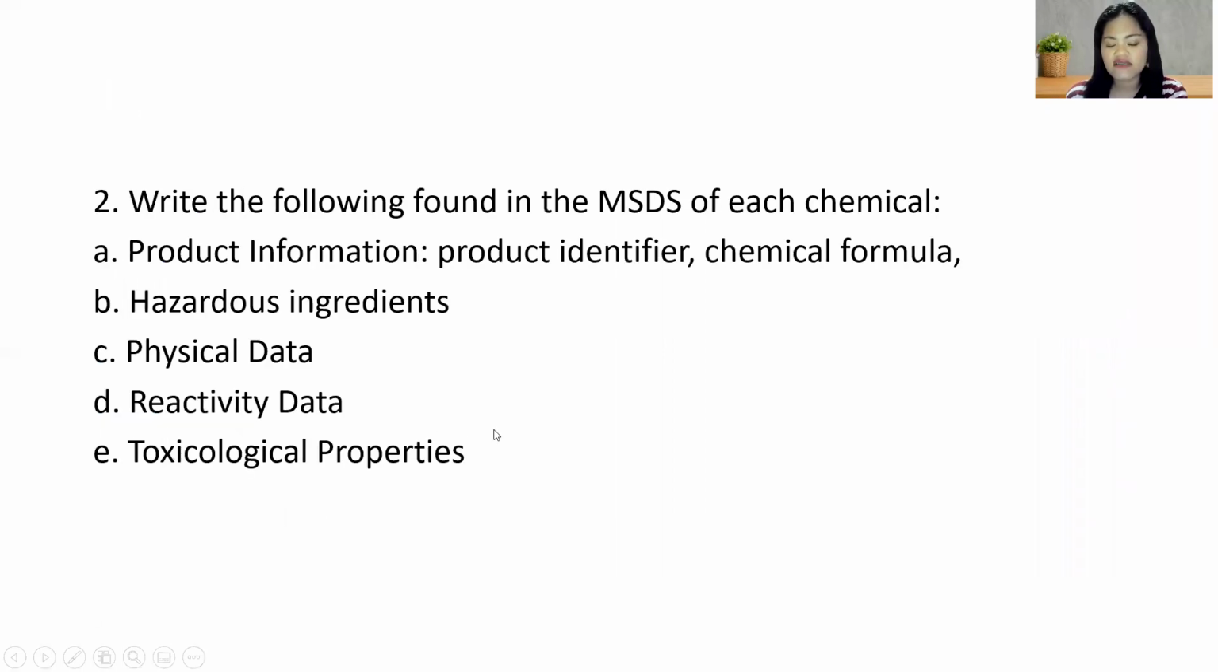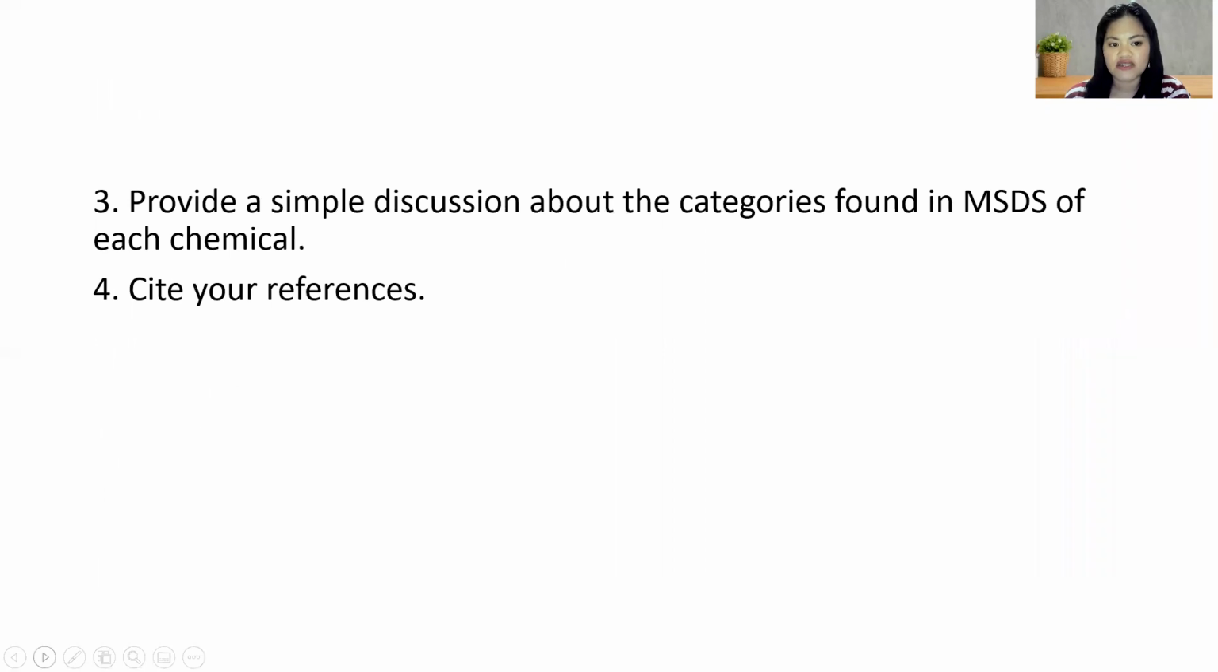And then you have to write the following found in the MSDS of each chemical, such as the product information, specifically the product identifier and the chemical formula. Second is the hazardous ingredients. Third is the physical data, the reactivity data, and the toxicological properties. So you have to provide a simple, brief discussion about the categories found in MSDS and which chemicals.